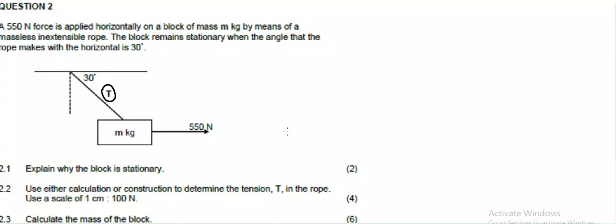Hello, grade 11s. Let's do this question. This is vectors in 2 dimensions.